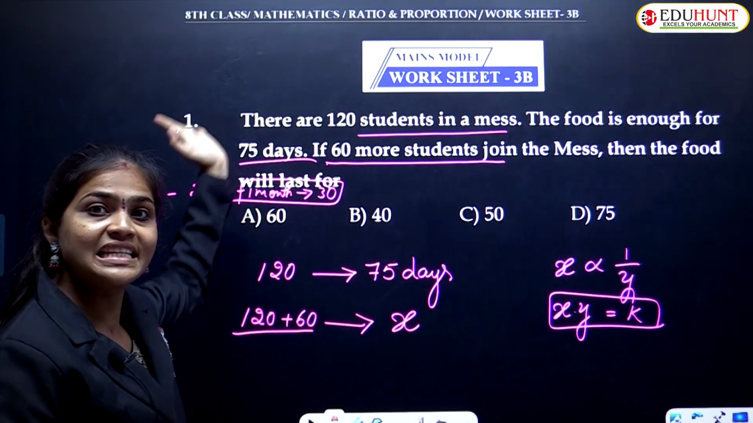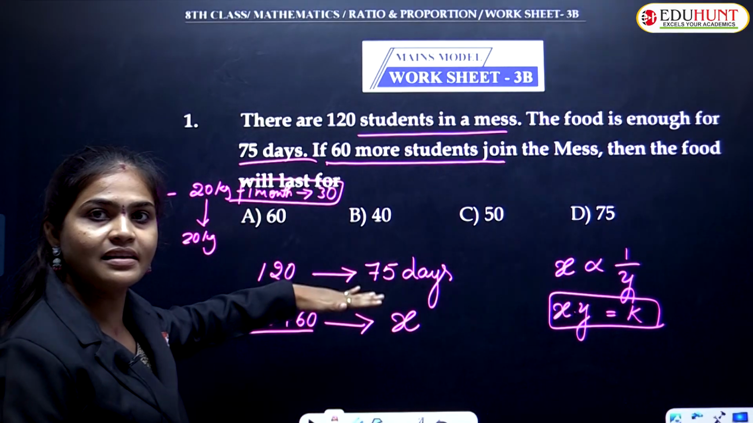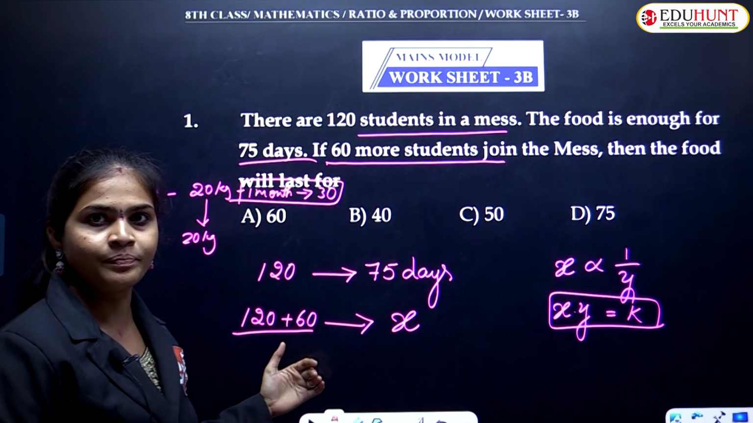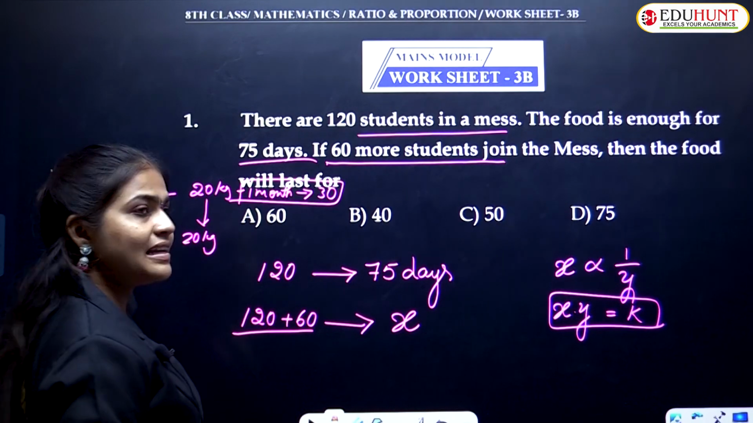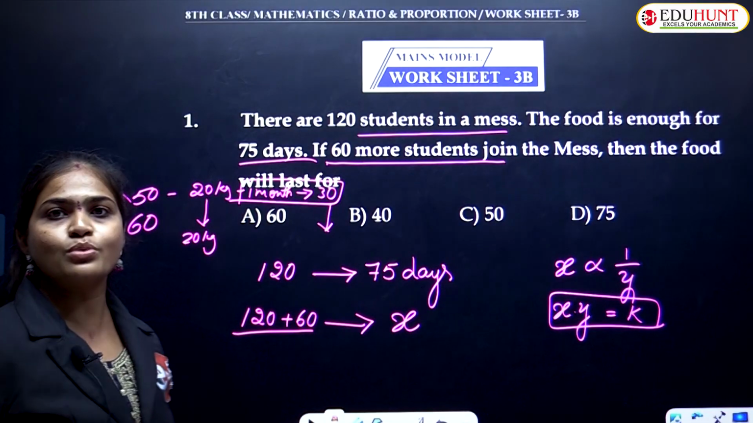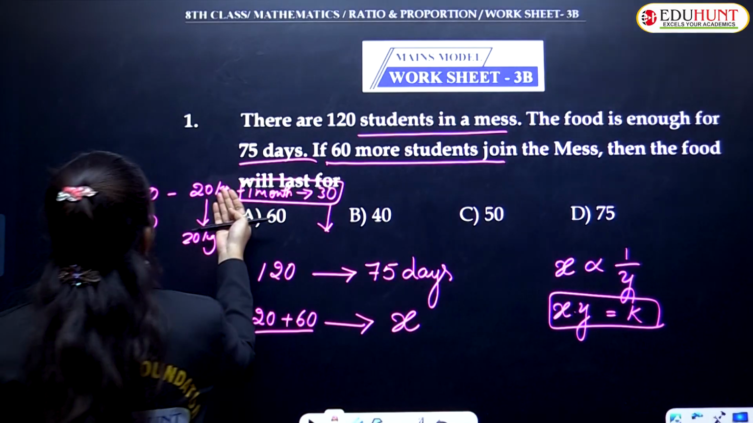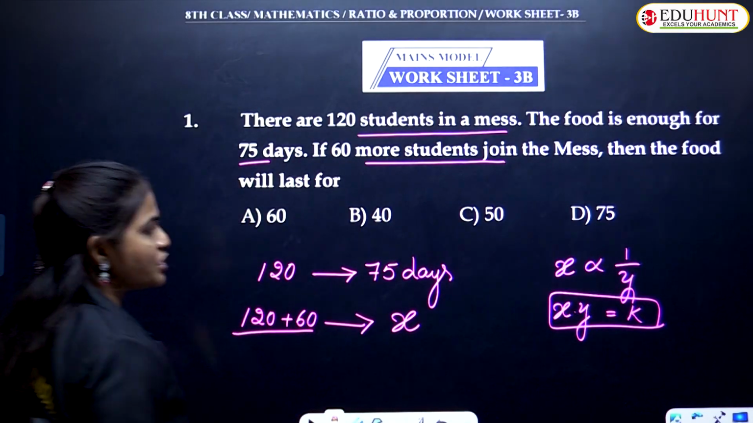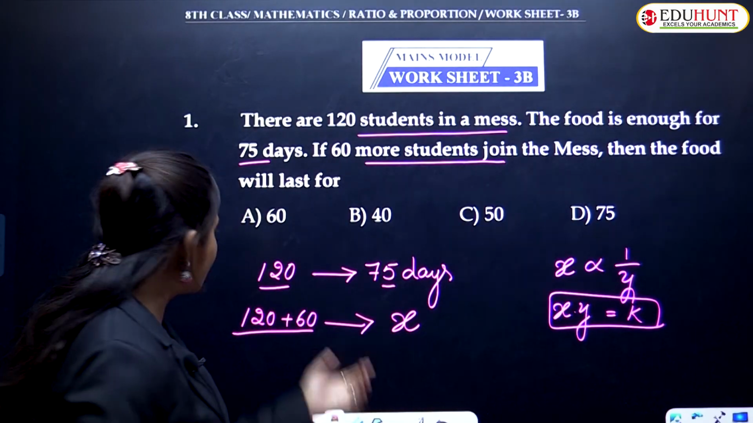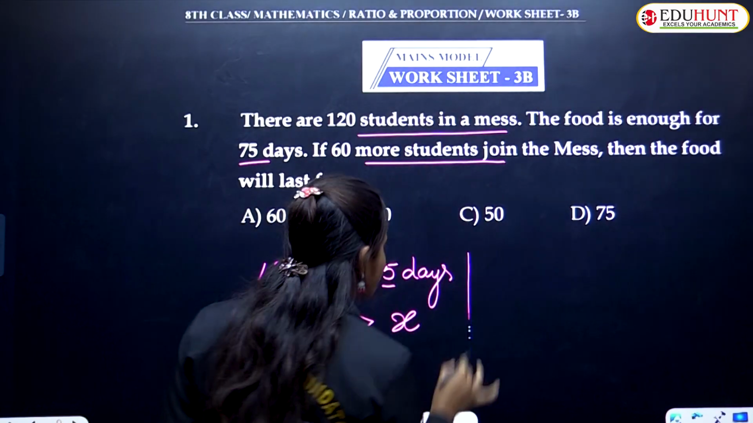But here the number of students increased, and the quantity is constant. Then it is sufficient for how many days? Should it increase or decrease? It should decrease. So here the number of students is in increasing order and the days are in decreasing order. That's why those two are in inverse proportion. Am I clear? So that's why we have to apply the inverse ratio, or else you can take the constant product of these two, or by using proportion also you can simplify this.